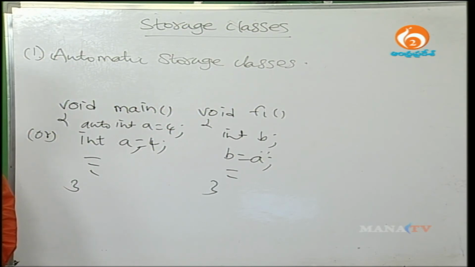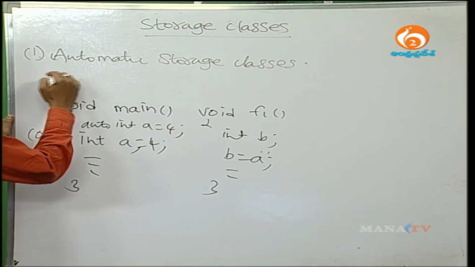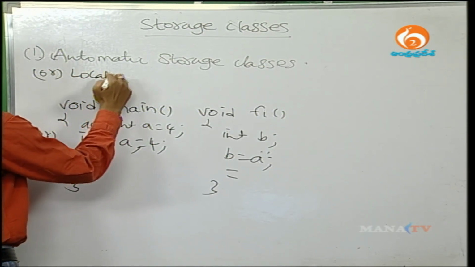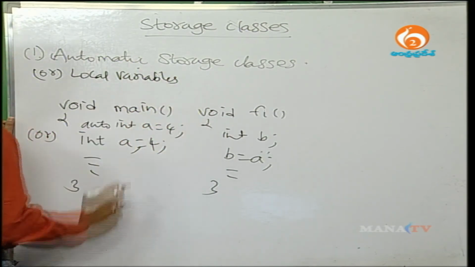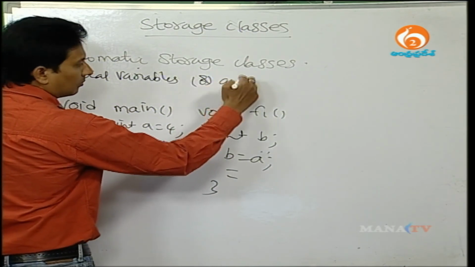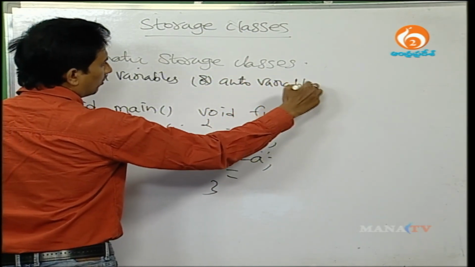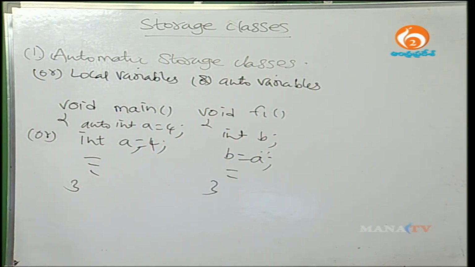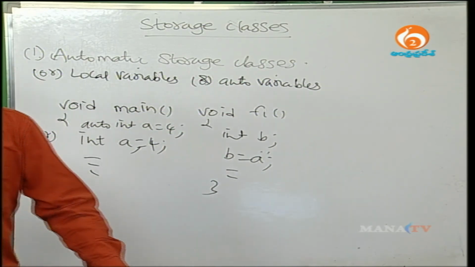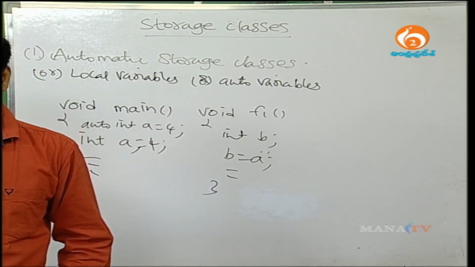It is also known as auto variables, local variables, or automatic variables. This is the example for the automatic storage classes. Storage classes are nothing but variables here. Do not get confused. Storage classes means storage variables. So, we will write the notes here. First one, automatic variable.